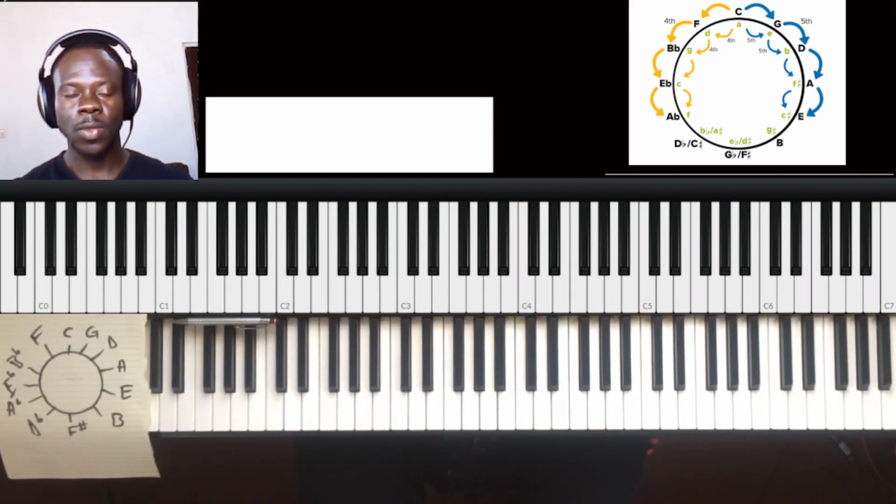Today we're going to continue with our circle of fifths and continue with the lesson I promised to teach. That's the relationship of chords to each other.